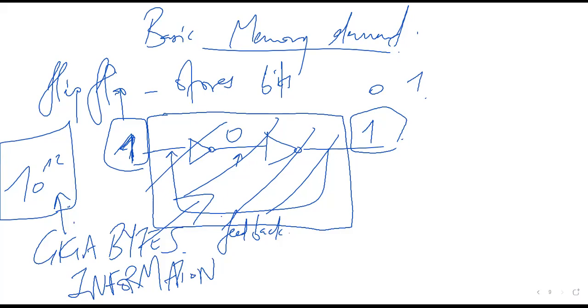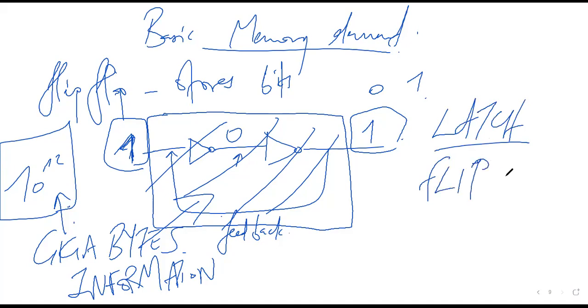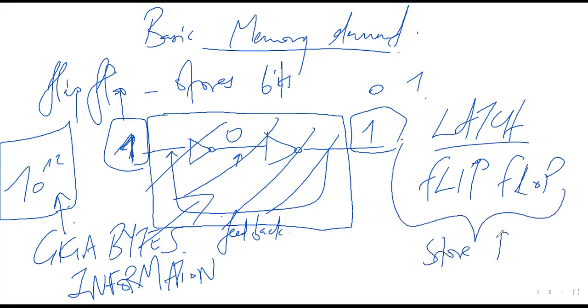All right, basic memory elements. The state of the circuit is stored in the memory, that is the latch or the flip-flop. This is called the latch or the flip-flop. Same thing, there's a difference. We'll get through the difference between a latch and a flip-flop, but both do the same thing. They store bits. These are the memory elements.